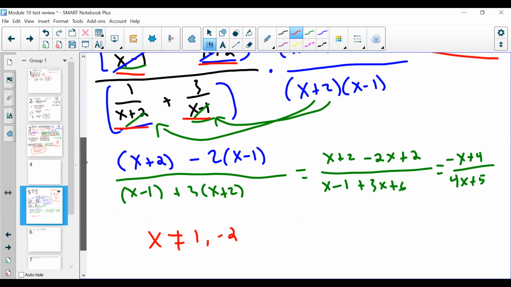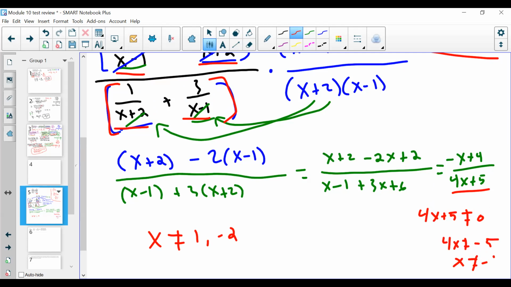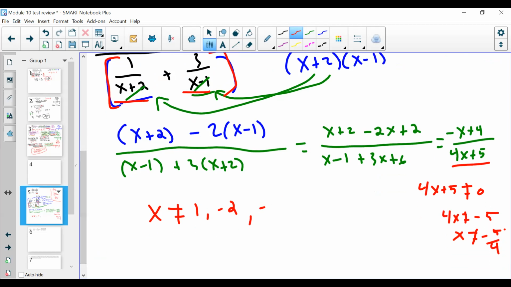But at the same time, I have this big fraction right here in the bottom. I need to know, when is that equal to 0? This 1 over x plus 2 plus 3 over x minus 1 is the same thing as this 4x plus 5. So when does 4x plus 5 equal 0? Because it cannot equal 0. So 4x cannot equal negative 5, or x cannot equal negative 5 over 4. And that is all my restrictions.